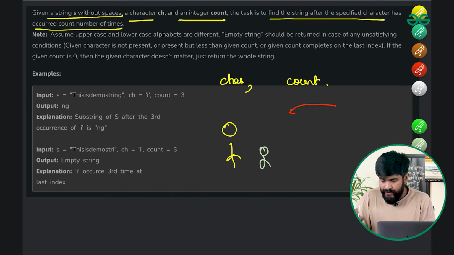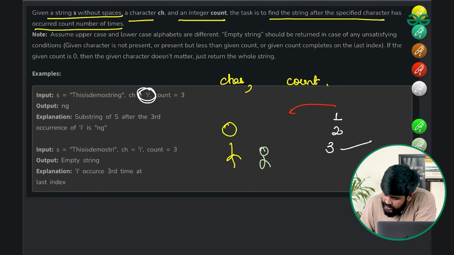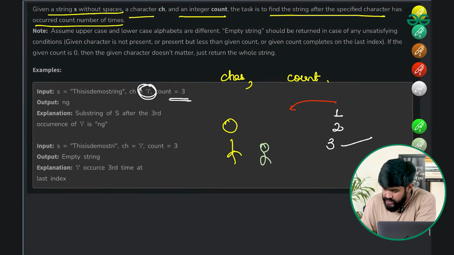The same thing happens here also. Let's say I went to the terrace once. She would keep a count of 1. I went the second time, she would keep a count of 2. The third time, count 3. Next time when I go, because of the count she has kept, she would know that I have crossed 3 times, and this is the point of time where she should notify my mother. In the same manner, it is told that when I is appearing 3 times, then tell me the remaining part of the string. Let us see.